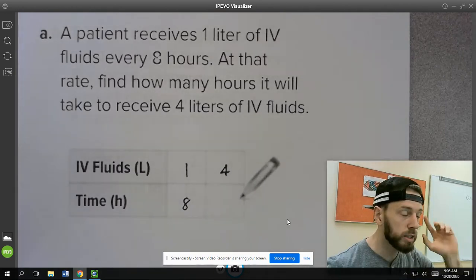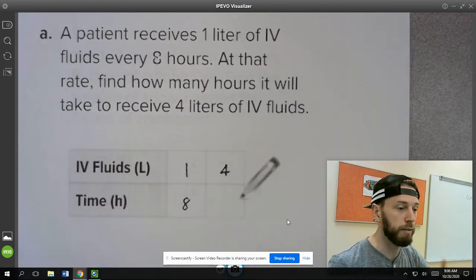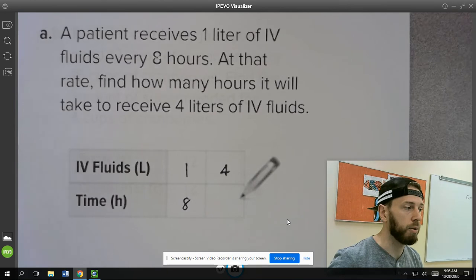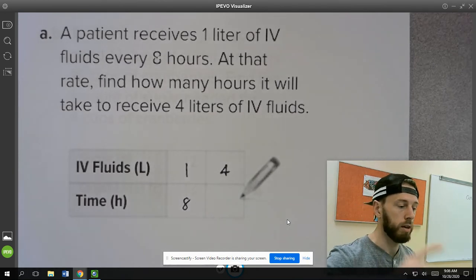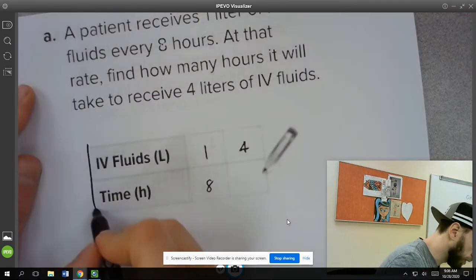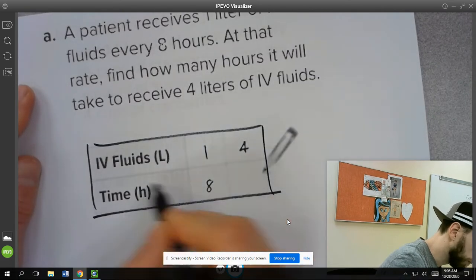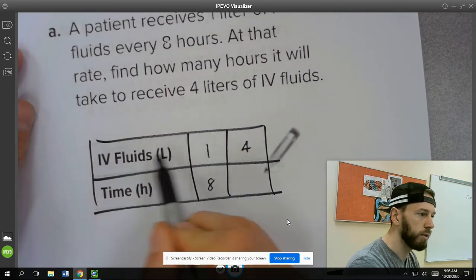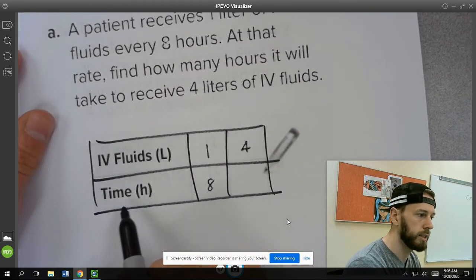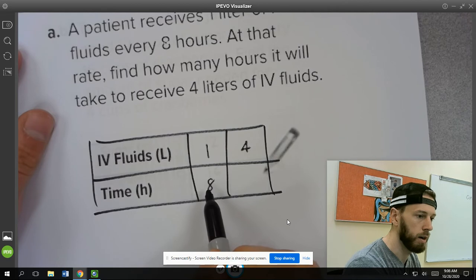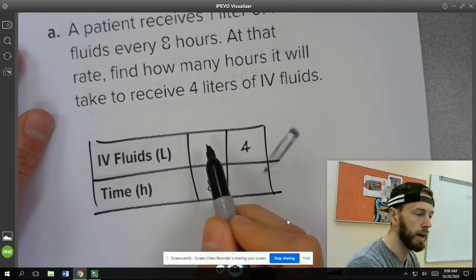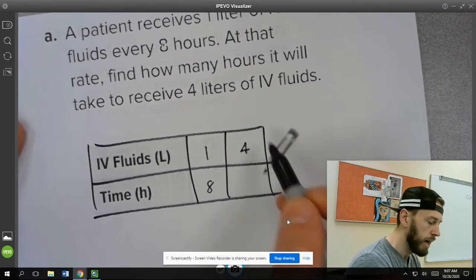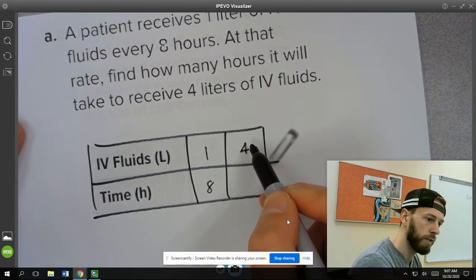Okay, so anyway, a patient receives 1 liter of IV fluids every 8 hours. At that rate, find how many hours it will take to receive 4 liters of IV fluids. So what we have here is we've created our table, and we have IV fluids, right? 1 liter of IV fluid every 8 hours, right? So when 8 hours go by, we get 1 liter of IV fluid. Well, the question will be how many hours would go by if we were given 4 liters of IV fluids?